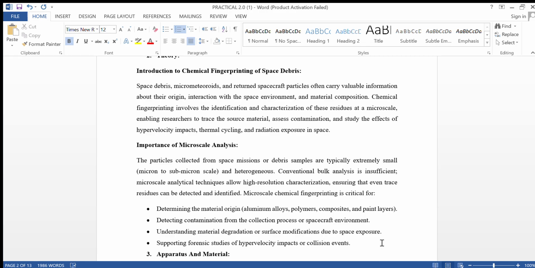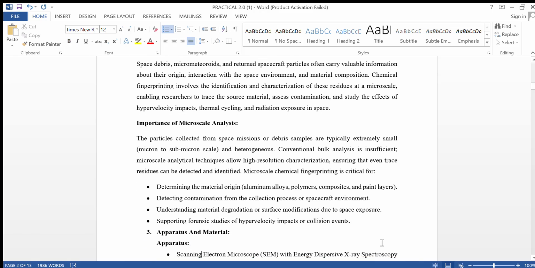Microscale chemical fingerprinting is critical for determining the material origin: aluminum alloy, polymers, composites, and paint layers. Detecting contamination from the collection process and/or spacecraft environment. Understanding material degradation or space modification due to space exposure, supporting forensic studies of hypervelocity impacts or collision events.